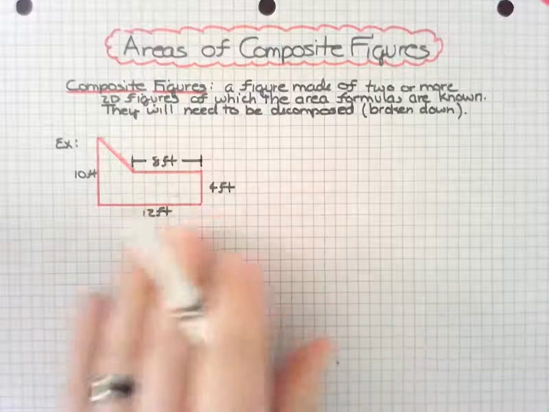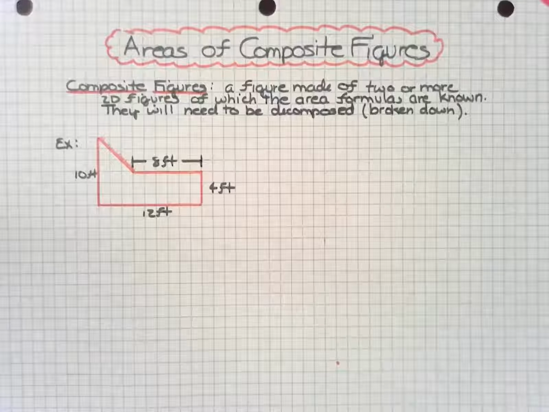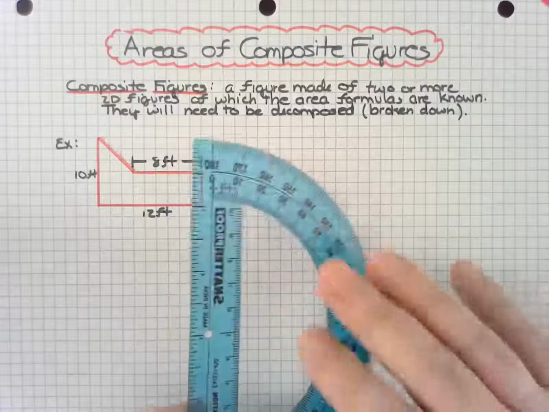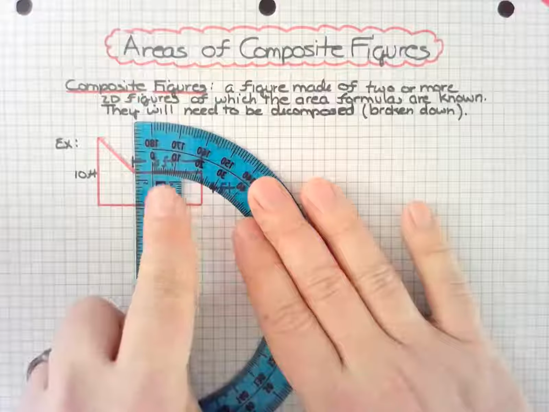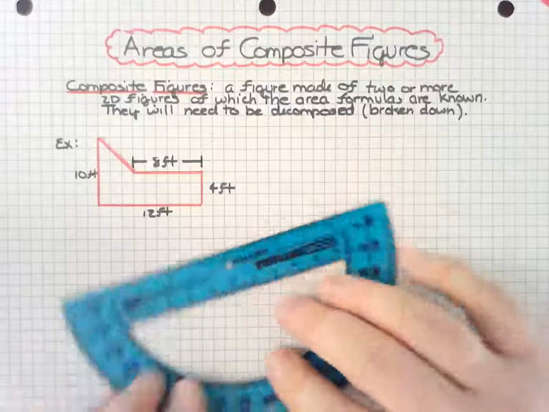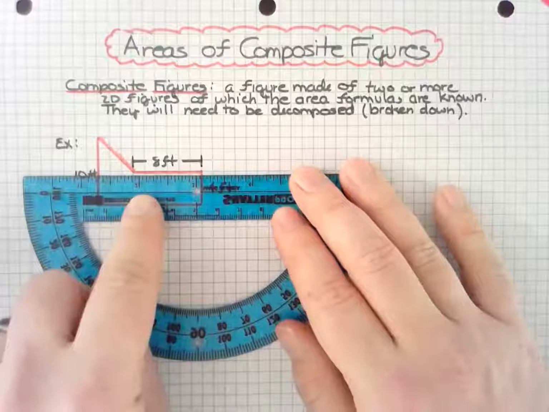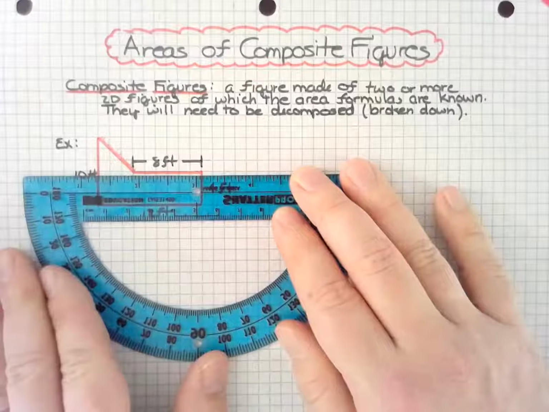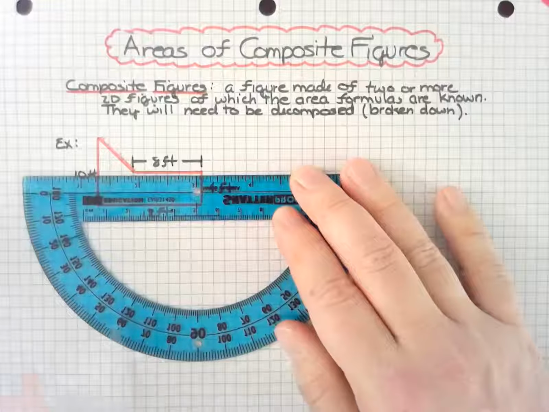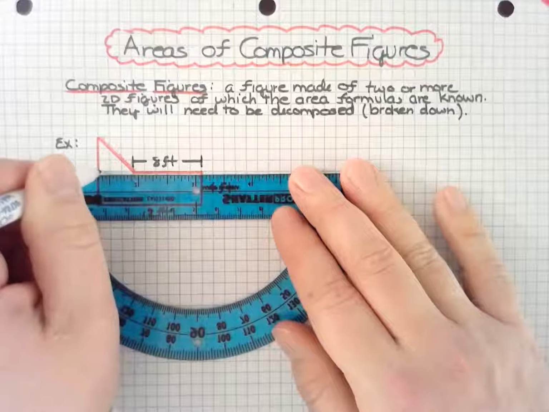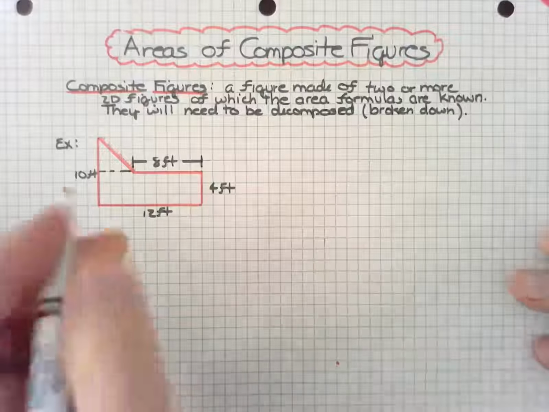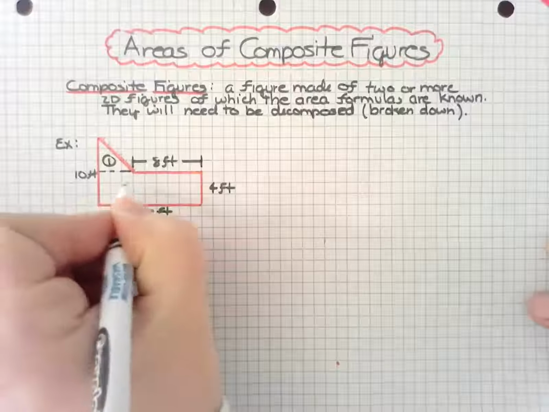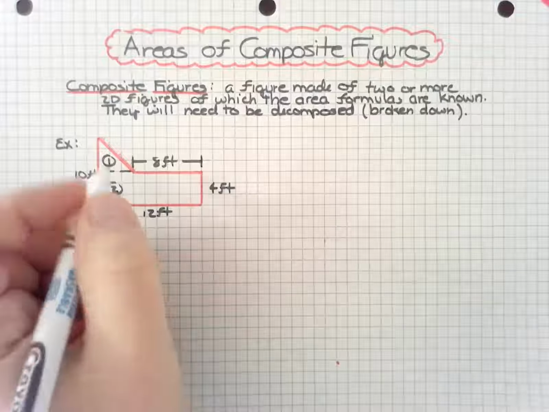And so we can find some different ways of breaking this down into parts. I could break it down like that and have a trapezoid and a rectangle, or I can make a nice long rectangle and a triangle. And I think I'll do it this way for this problem. So I'm going to draw a dotted line to show my two different shapes and label them. So I have one for the triangle and two for the rectangle.